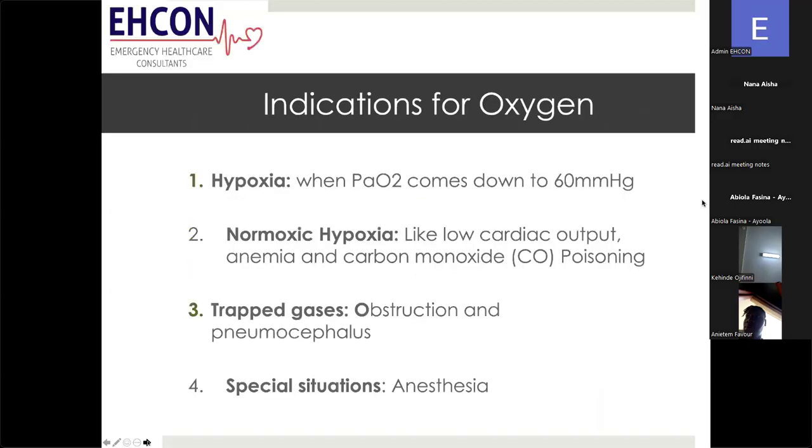So what are some of the indications for oxygen therapy? Well, we've talked about hypoxia, where the PaO2 comes down below 60. We've talked about normoxic hypoxia, low cardiac output, anemia, and carbon monoxide poisoning, where supplemental oxygen is needed.